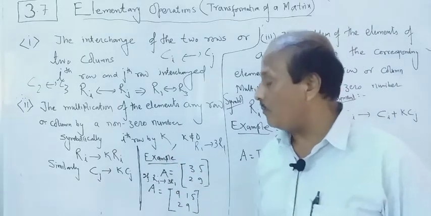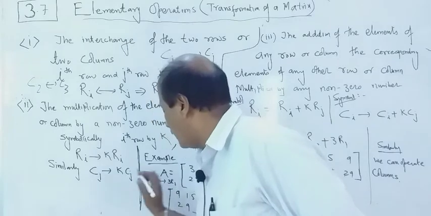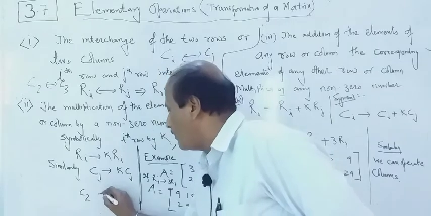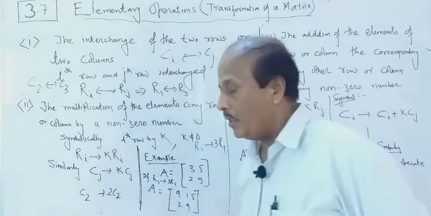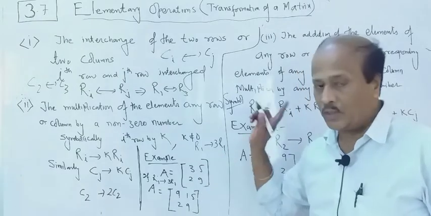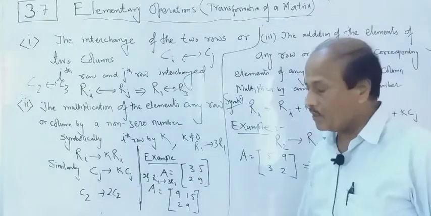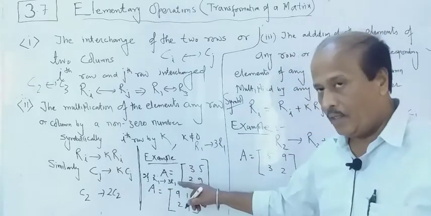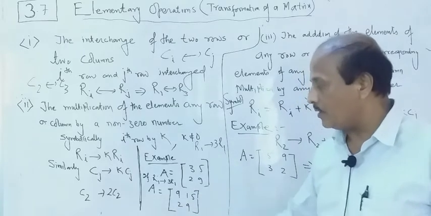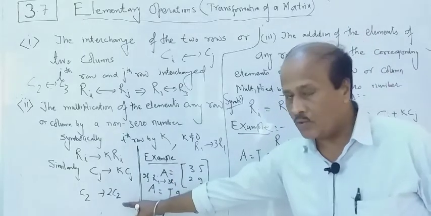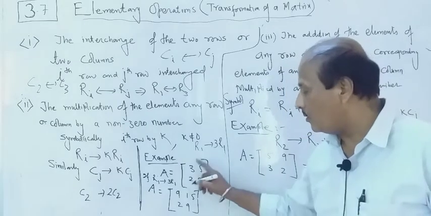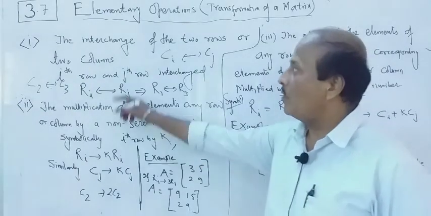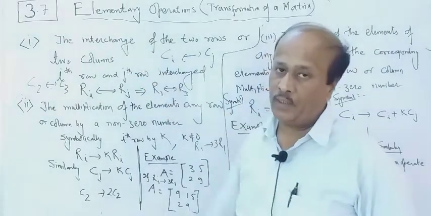Similarly, if you are asked to multiply any column, suppose in the same example somebody is asking you to replace the second column by 2C2, then do one thing. 3 and 2 you don't touch, you leave it as it is, but the second column is multiplied with 2. So the new matrix will have 3 and 2 as it is, then 5 2s are 10 and 9 2s are 18. So the new one will be 3 2 and 10 18. This is also a very important operation which we are going to apply in a coming exercise.